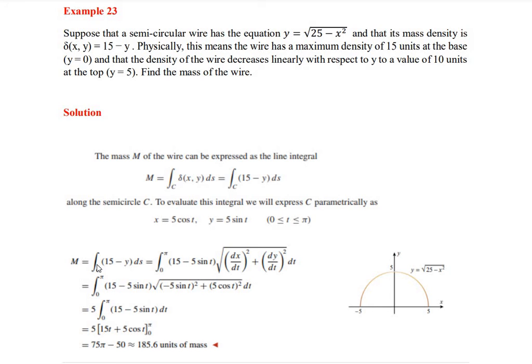Then m is equal to the integral from 0 to π. So f is δ(x(t), y(t)), that is this one, times the norm of the vector r'(t), which is this one. Evaluating, you will get the answer as 75π − 50.